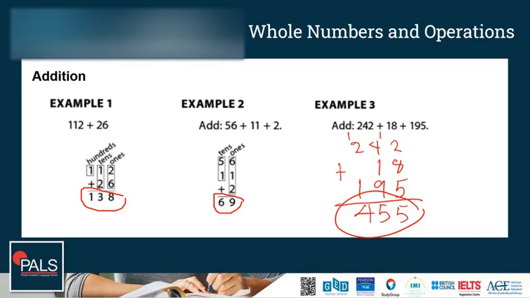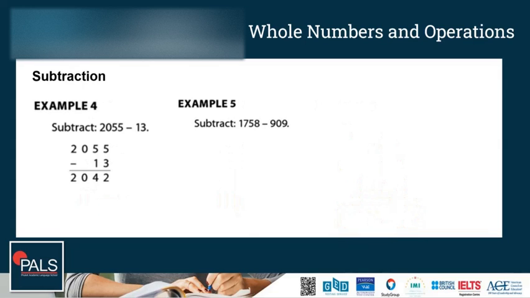The next operation is subtraction. To subtract, the same with addition, we need to line up numbers in column and then subtract each column from right to left. Let's try the example on the screen. Let's look at example number 4 first.